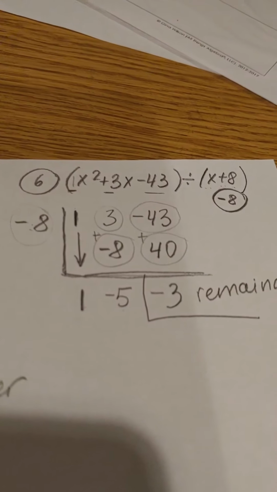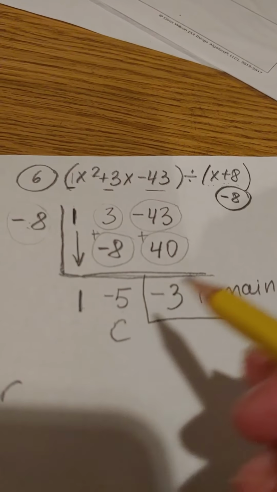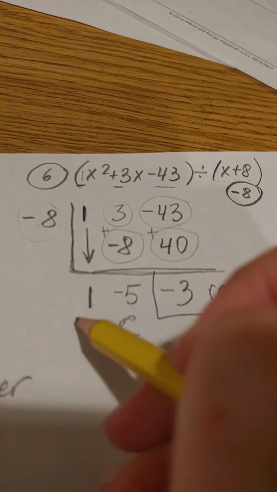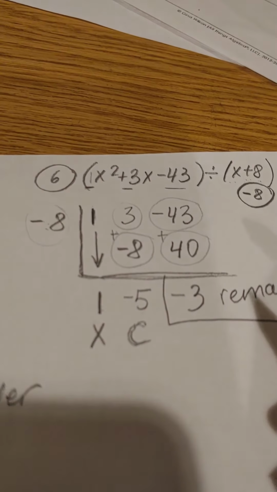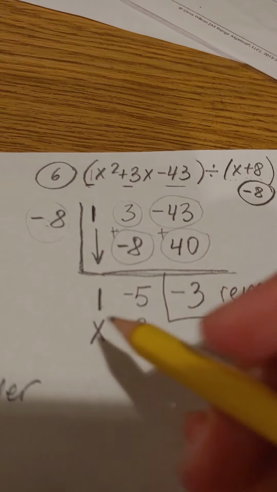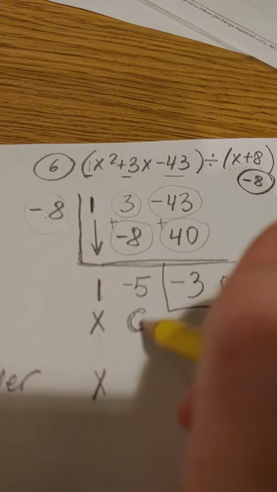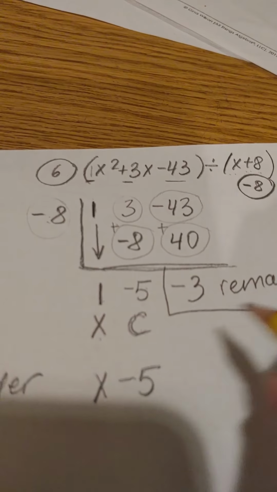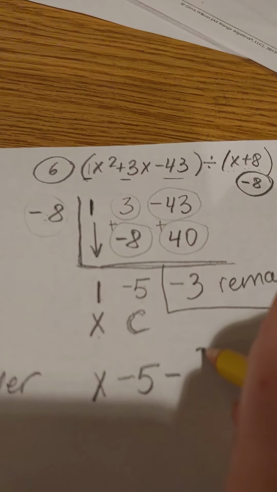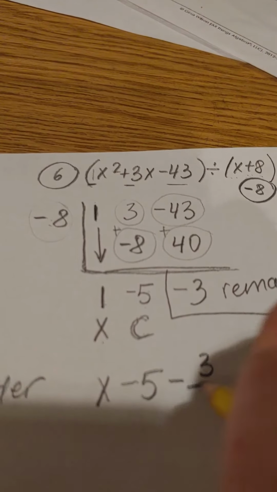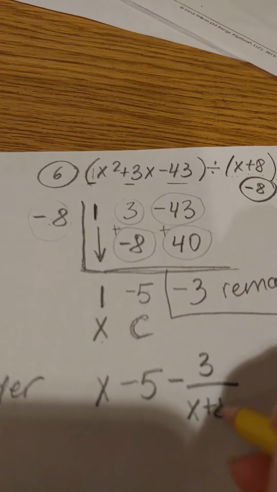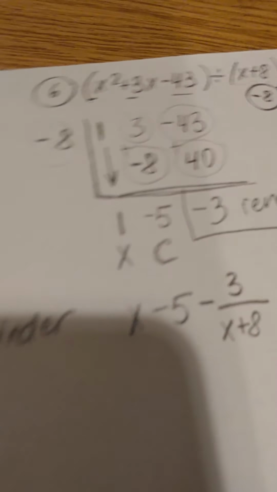The last number is the remainder. This is my constant term, which will be just a number. And this is my x term. So 1 times x is x, and then the constant, negative 5. So we're going to put negative 5. And then negative 3 is my remainder. And on the bottom of that, we're going to put what we were dividing by, which is x plus 8. Okay? So this is my answer.